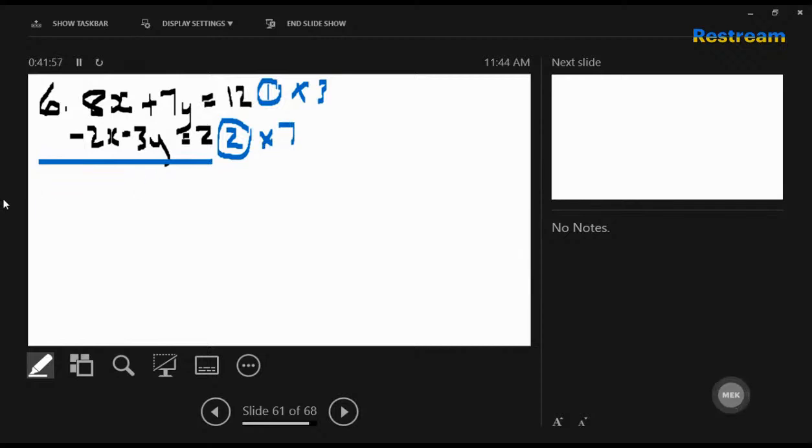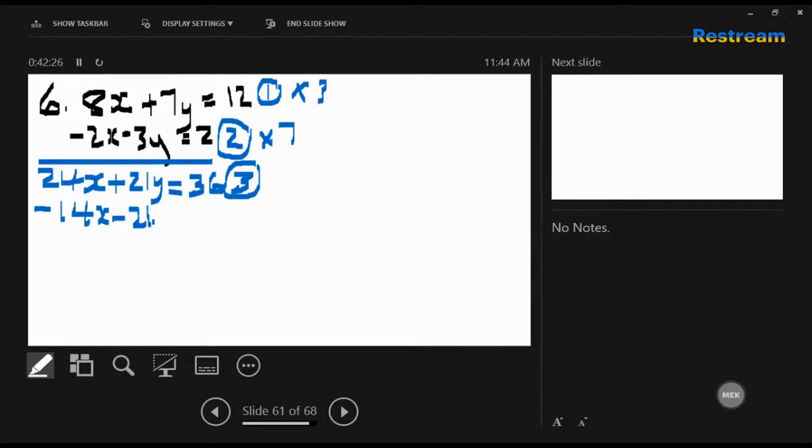In doing so, I'm going to end up with 24x plus 21y is equal to 36. And that is equation 3. When I multiply equation 2 by 7, I'm going to get negative 14x minus 21y is equal to 14. And that is equation 4.